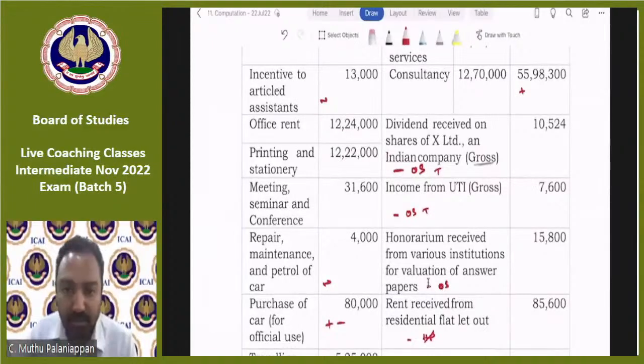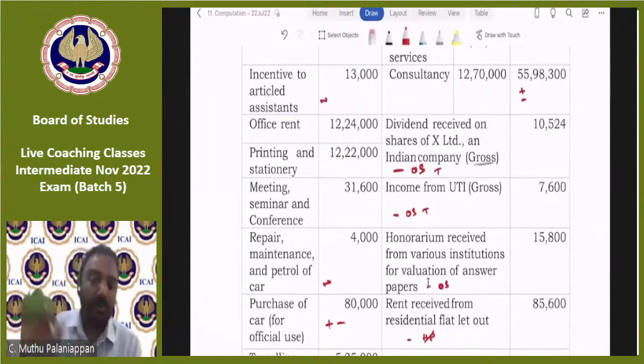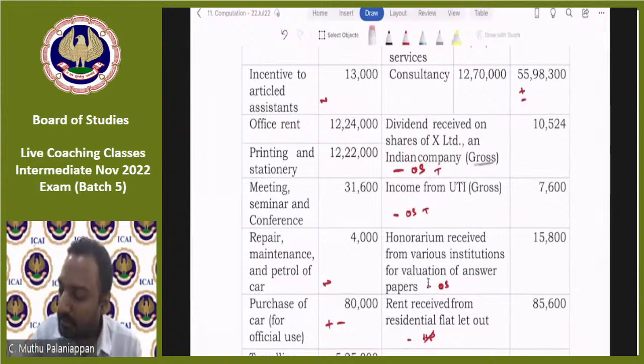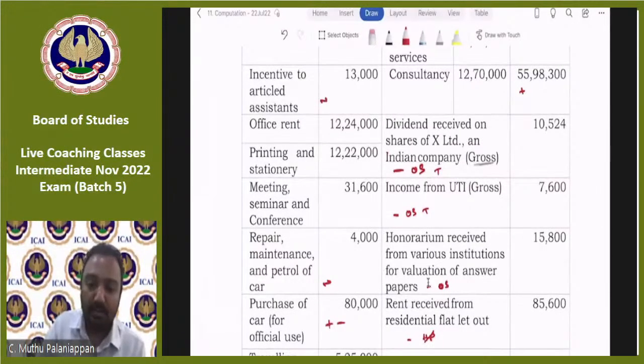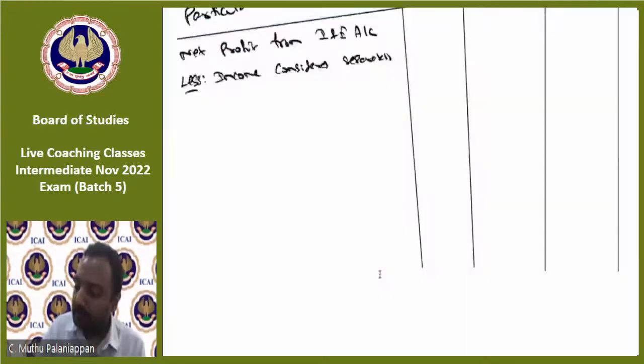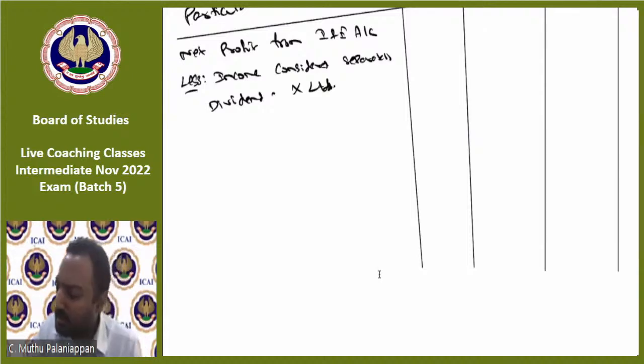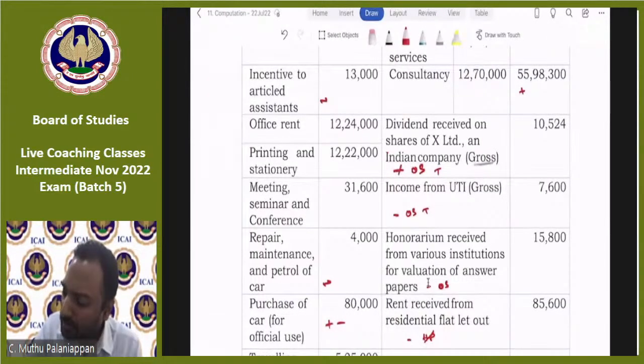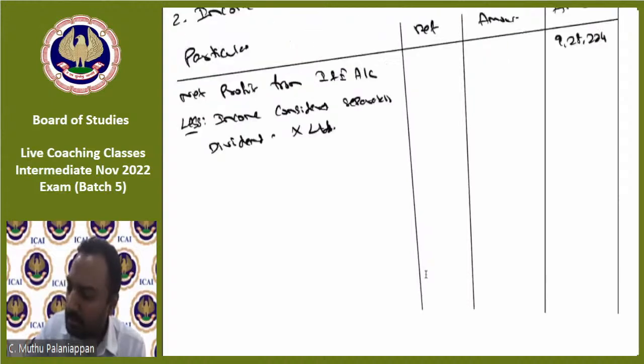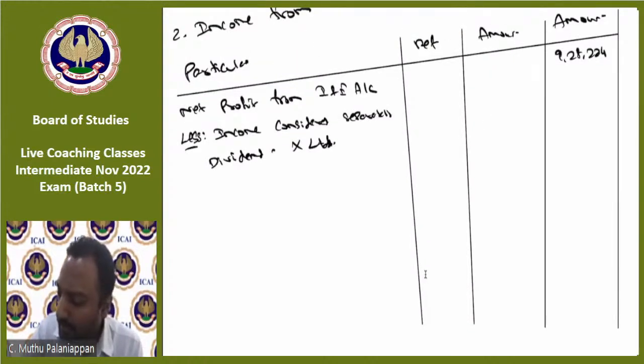So this is an addition. The one we have put here is addition. So I'm not getting into this right now, I'll just leave this. What we have to do is come to this dividend income. So that's the first thing that we have. I'll have dividend income, dividend from X Limited, right? X Limited, it's 10,524. Now I'm striking this because I've considered 10,524 here. So I'll write it here in the inner column, 10,524.